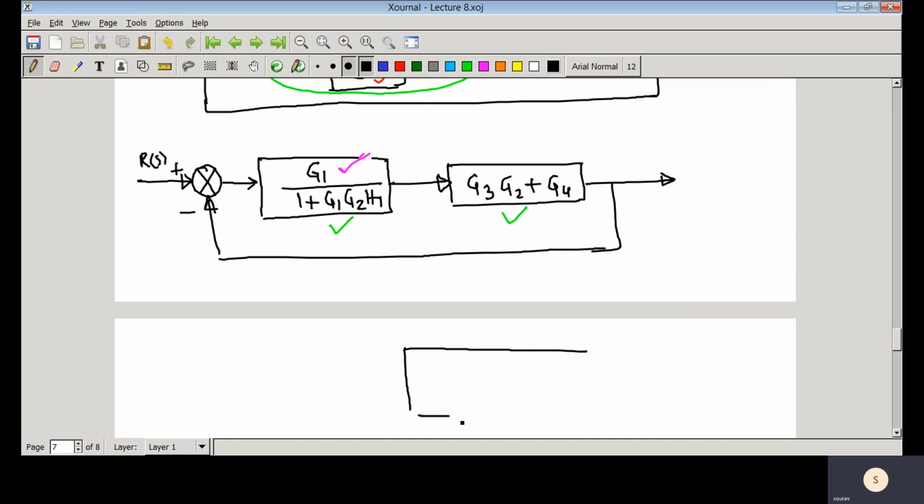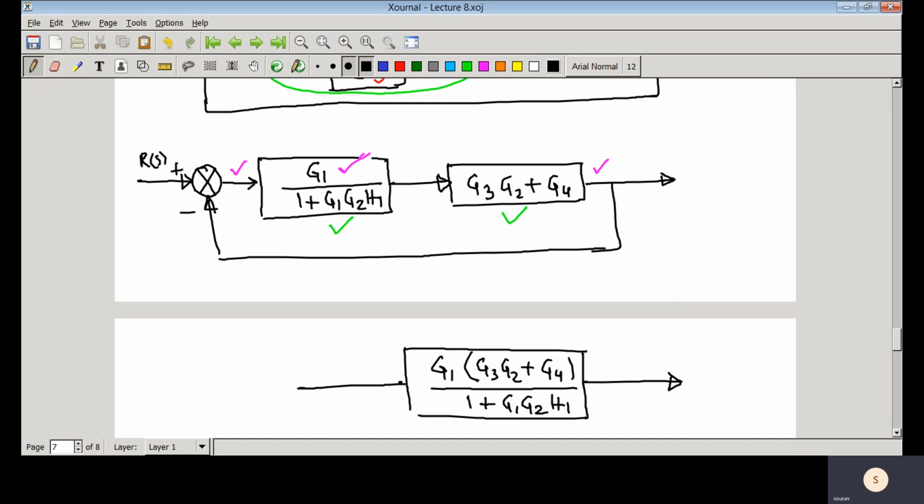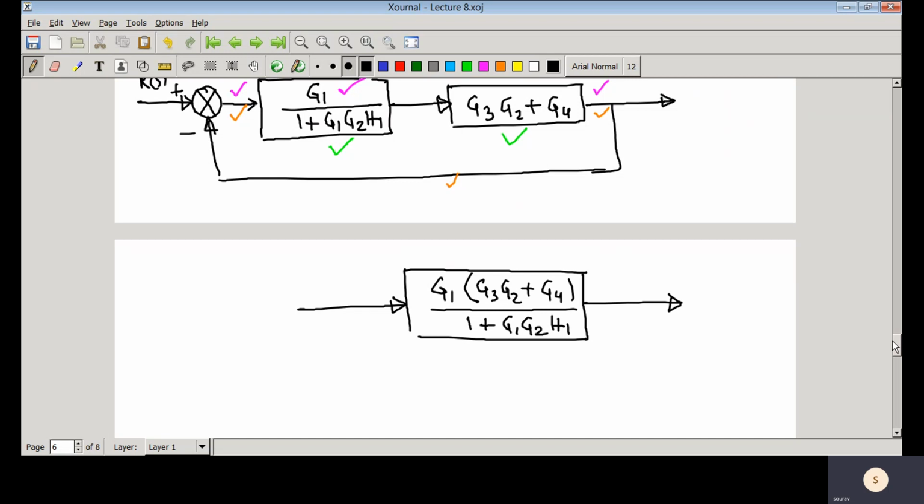So then you can write what is the transfer function here. So you have a block, and I am just writing it from this point to that point. The transfer function is G1 into G3 (G2 plus G4) divided by 1 plus G1 G2 H1. So this is the transfer function from this particular point to that particular point. Now the rest of the part is that feedback loop and that comparator. So then again we draw the simplified block diagram. This is that comparator R(s), you have that plus sign, and then you have that feedback path minus.